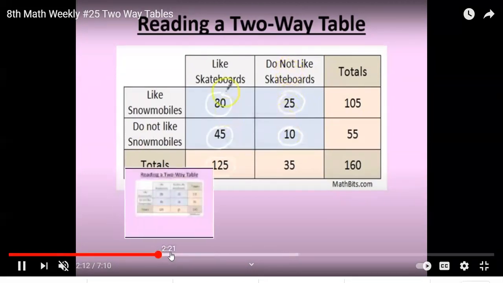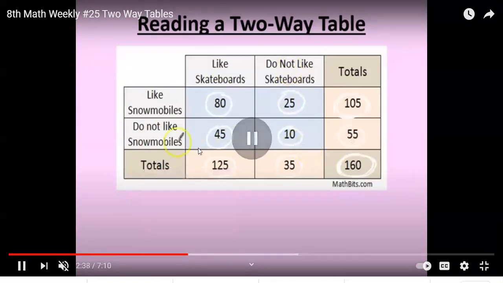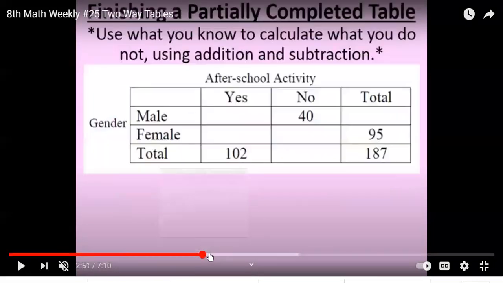After that, we want to know how we can complete a two-way table. This table guides us: we have after school activity and we have gender, male or female. The key for the table is the total, 187. So we want to fill all the spaces here.